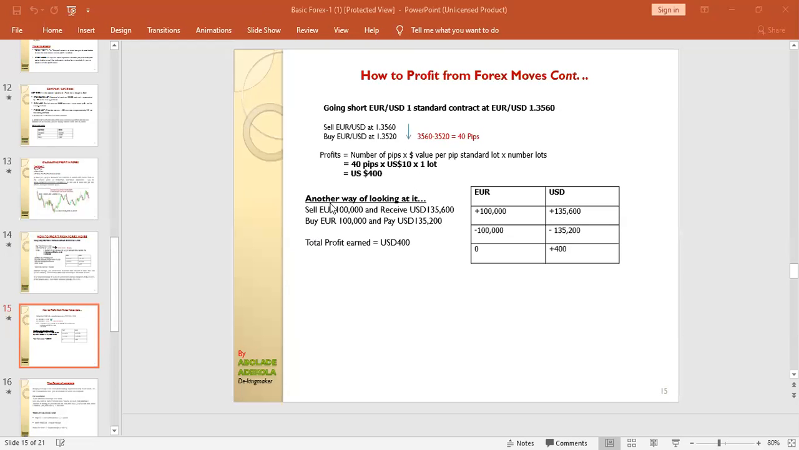And remember, I said, whenever you want to deal in any currency pair, either you want to buy or you want to sell, you are dealing with the base currency, which is the currency by the left.